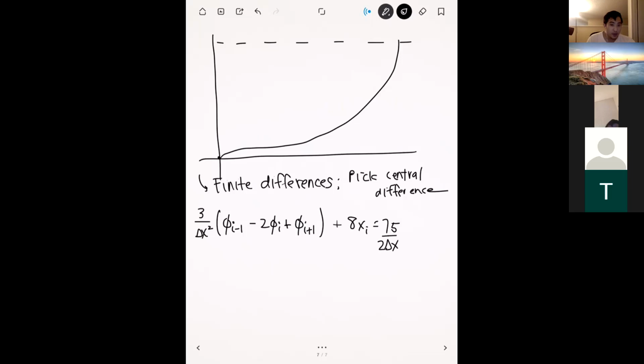And so remember, I'm picking central difference here. And so central difference, we have a 1 over 2 over delta x. And then we have a phi I plus 1 minus phi I minus 1, okay? Right, so all I did there was I just took our original ODE and I replaced all the derivatives with finite differences, okay? And so from here, we're going to simplify this equation a bit, okay?